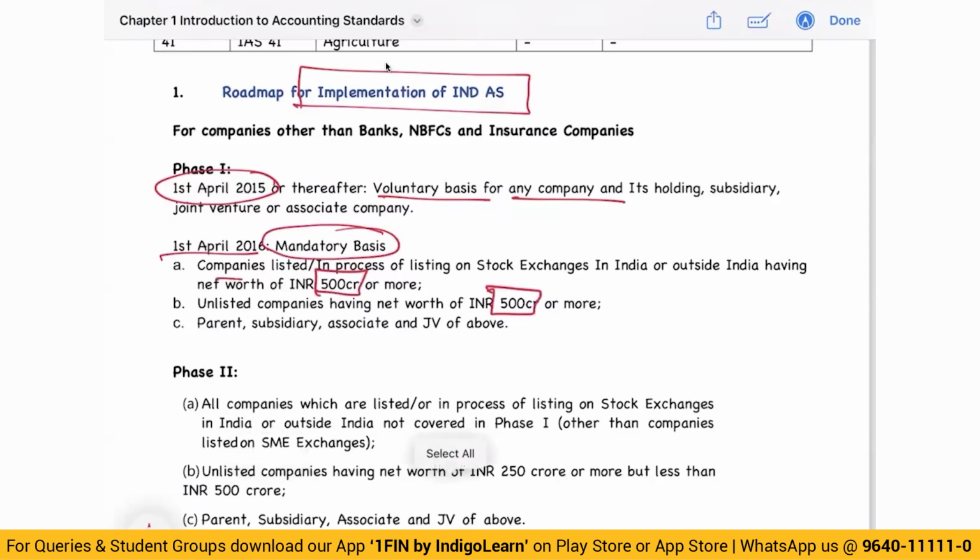Companies which are listed, in the process of listing, or unlisted, having net worth of 500 crores or more, or parent, subsidiary, associate, and JV of the above. So if Ind AS is applicable to one company, it gets applicable to the parent entity. It also gets applicable to the subsidiary entity, associate, and joint venture of the entities. Okay. So on a mandatory basis from 1st of April, the threshold is 500 crores for both listed and unlisted.